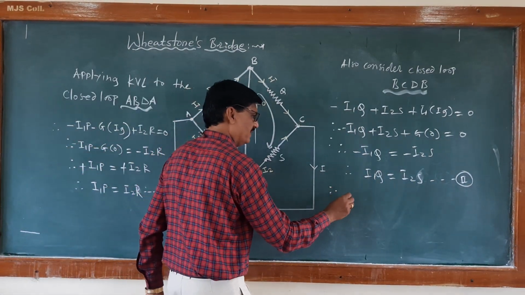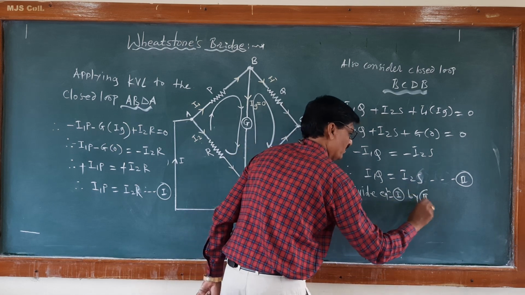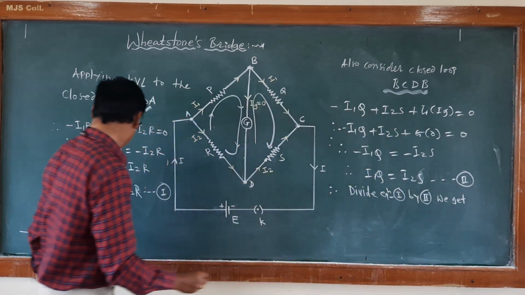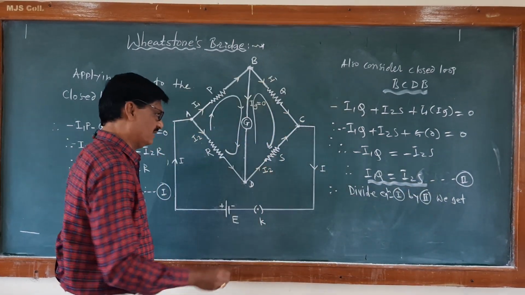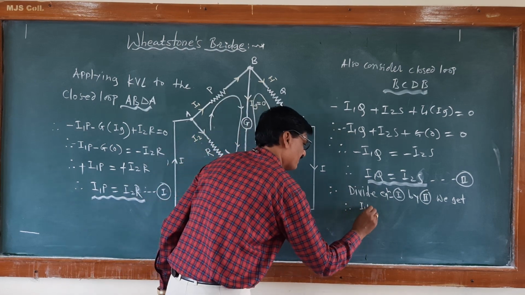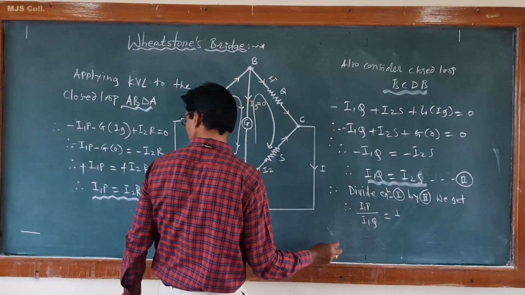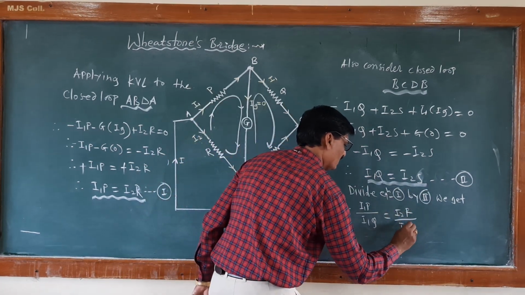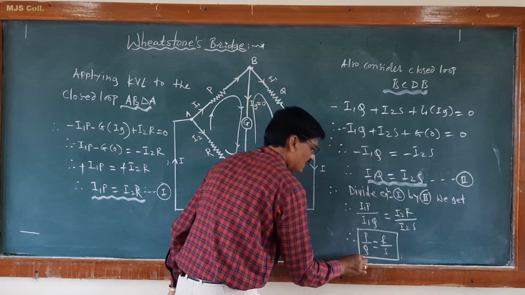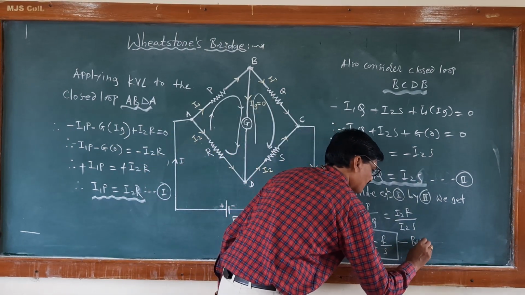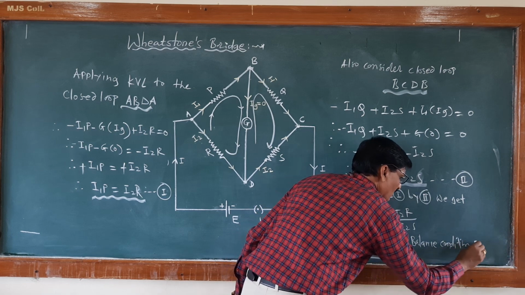Therefore, divide equation 1 by equation 2. Equation 1 is I1 times P is equal to I2 times R, and equation 2 is I1 times Q is equal to I2 times S. Therefore, I1 times P divided by I1 times Q is equal to I2 times R divided by I2 times S, and therefore P upon Q is equal to R upon S. This is called the balance condition for Wheatstone's bridge.